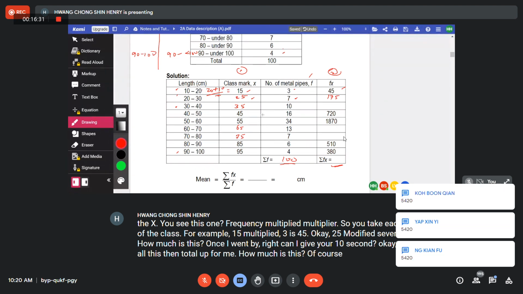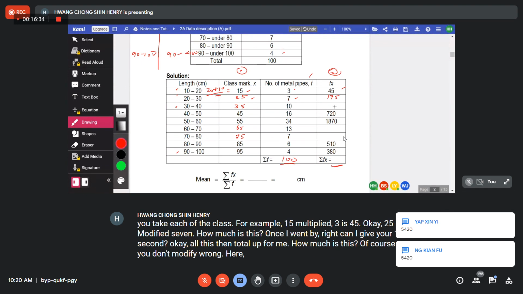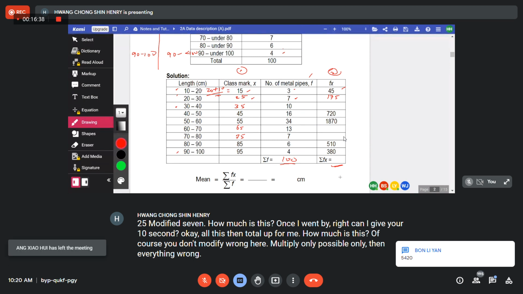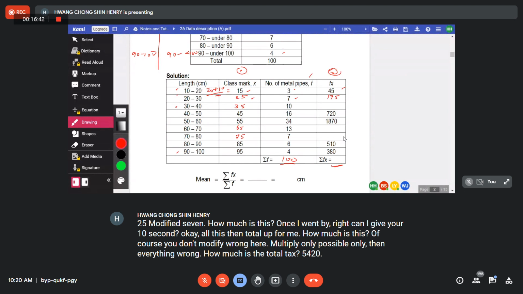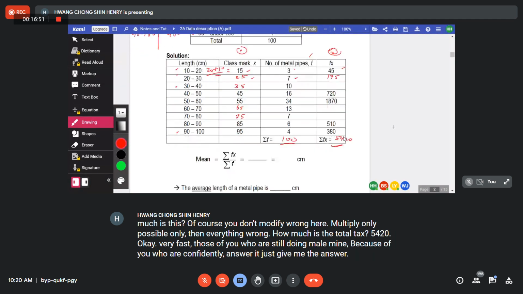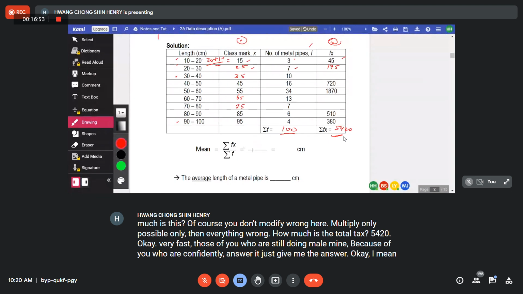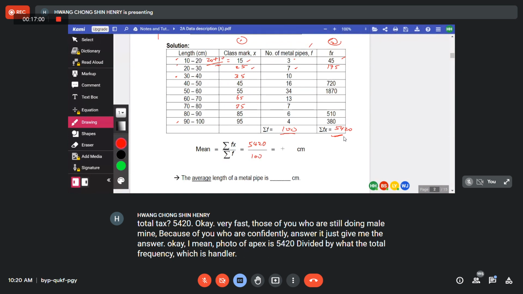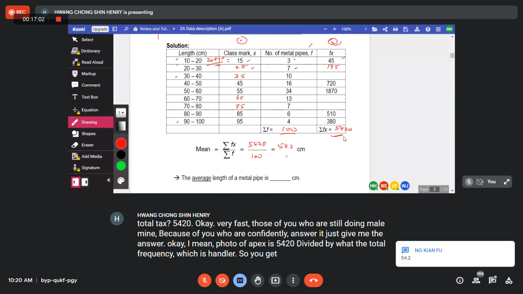Of course, you don't multiply wrongly. If you multiply wrongly or you add wrongly, then everything is wrong. How much is the total fx? 5420. Okay, very fast. Those of you who are still doing, never mind. Those of you who are confident in your answer, you just give me the answer. Okay, now the mean: total of fx is 5420. You divide by what? The total frequency, which is 100. So you get 54.2 centimeter.